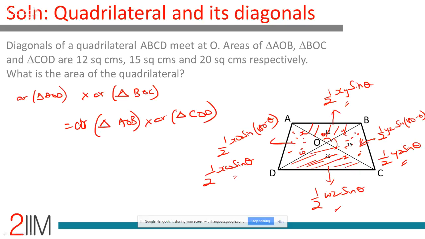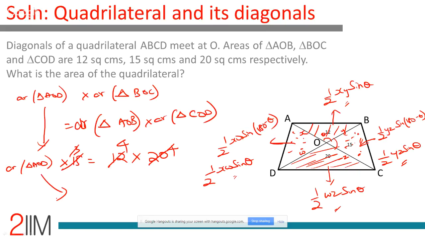Wonderful. Once you get this funda, we've established and proven this funda using a little bit of trigonometry and the formula for area of triangle using trigonometry. So we want to find area of triangle AOD. Area of triangle AOD into 15 equals 12 into 20. This is 16. Area of triangle AOD is 16.